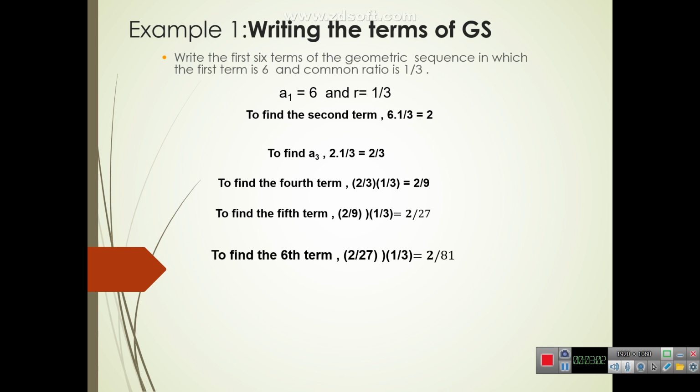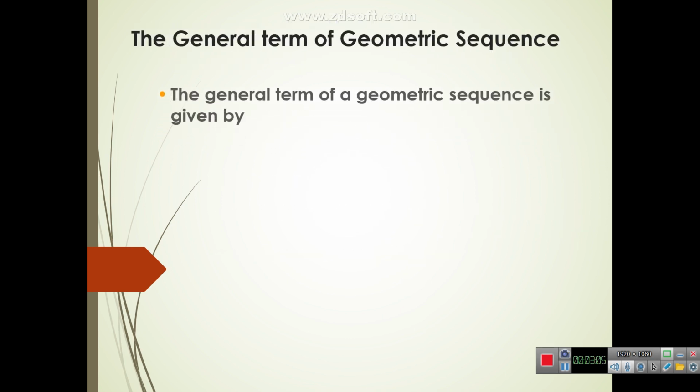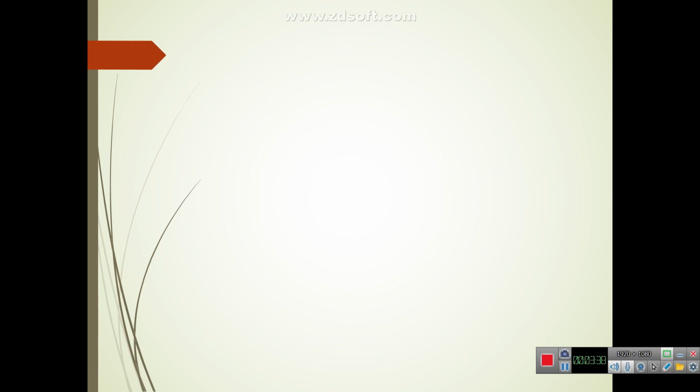Now we'll go to example 2. Before that, we need to see the general term of a geometric sequence. The general term of a geometric sequence is given by a sub n equals a sub 1 times r to the power of n minus 1, where a sub 1 is the first term and r is the common ratio. So this is the general formula for finding the nth term of a geometric sequence, which is very important. Now we can go to example 2.